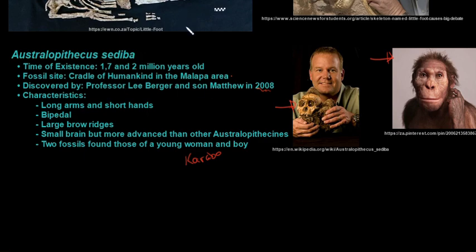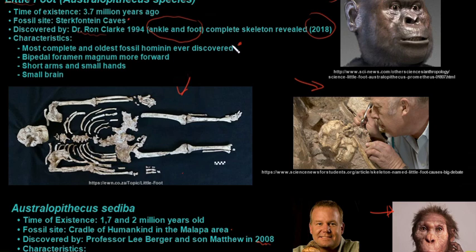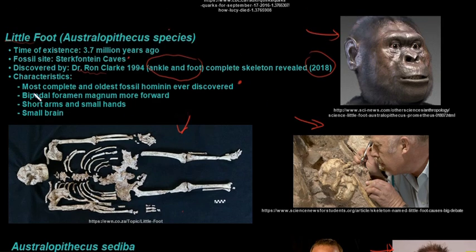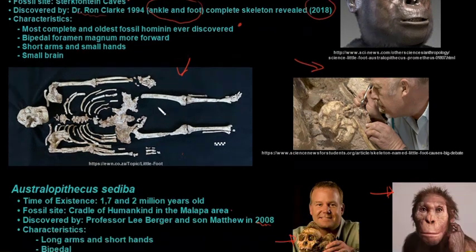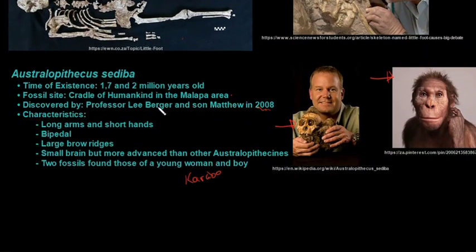Now, why I was saying that Littlefoot up here, the complete skeleton was revealed, and they say it's the most complete and oldest fossil hominin ever discovered. I'm just speaking under correction, but I think Homo naledi, that was later discovered by Professor Lee Berger because they were working on the Australopithecus sediba site, is now the most complete hominin ever discovered.